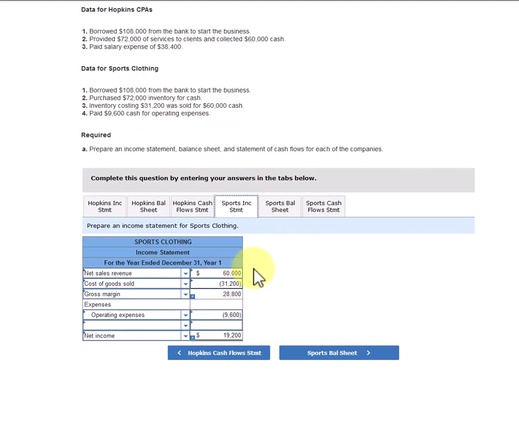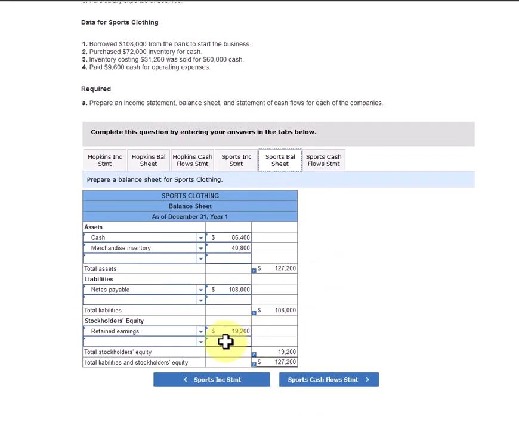Gross margin is going to be sales revenue less cost of goods sold. And then you subtract operating expenses, and they gave that to us as well at $9,600. Subtract that, and you should come up with your net income amount. Now remember, just like we did for Hopkins, that net income amount is what we're going to use for retained earnings when we hop over here to the balance sheet. So there we go. There is our retained earnings. We just carried that over from the income statement. That's our net income. Notes payable, again, is just the $108,000 that they gave us.